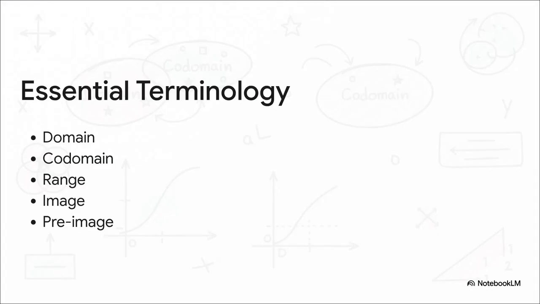But before we add our first rule to that raw material, you absolutely have to know these rapid-fire vocabulary terms. You're going to see these on your exam constantly. The domain is your set of inputs. The codomain? That's the entire universe of potential outputs, but the range is different. That consists only of the actual mapped outputs, the targets that actually got hit. When an input maps to an output, that output is called the image, and the original input is its pre-image. Definitely keep these terms locked in your mind.